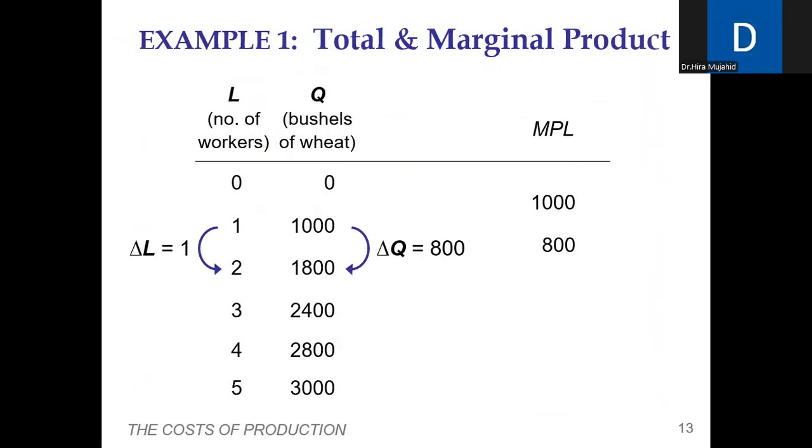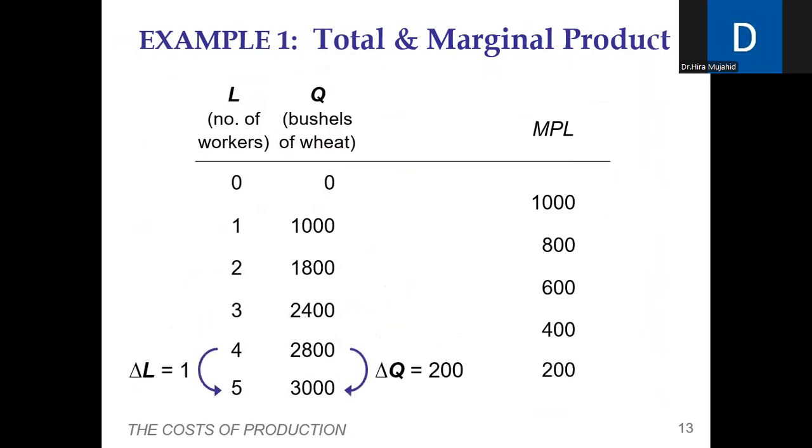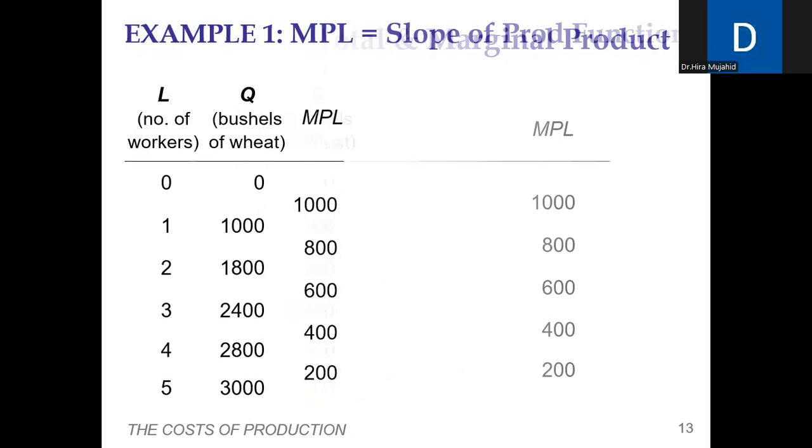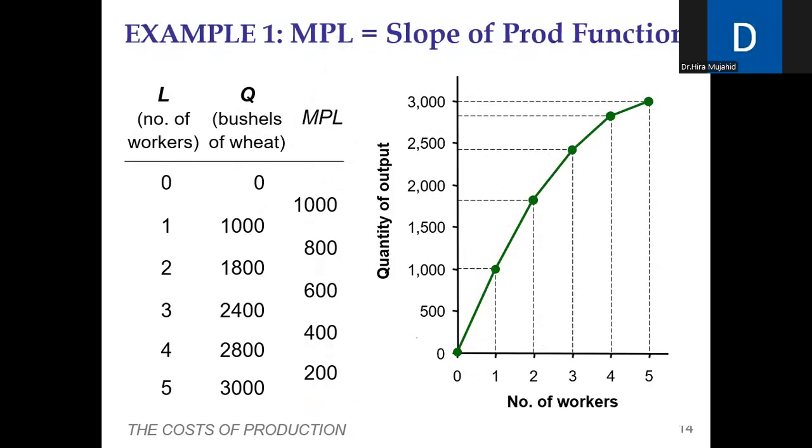If you have five numbers of your input or output, you will get one less number when you calculate MPL, right? Five numbers mean you will get four figures of MPL. So one number is missing because we are taking the difference of two. We have done this in the class and practiced in detail. This is the slope of the production function, right?